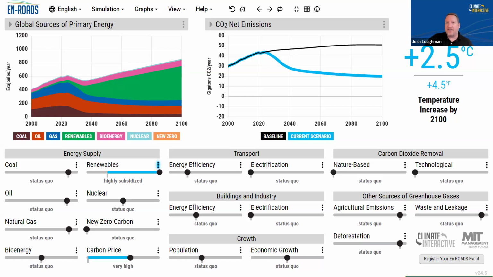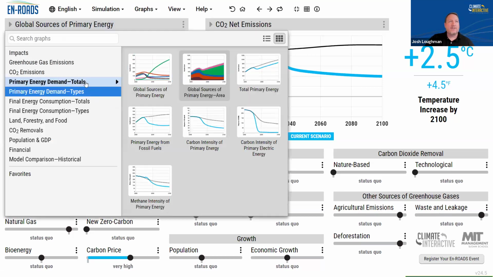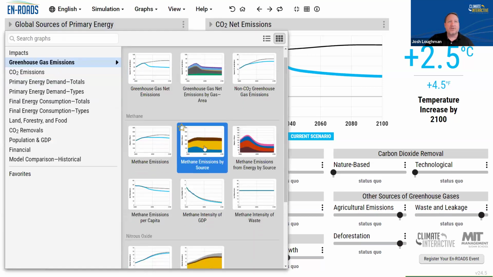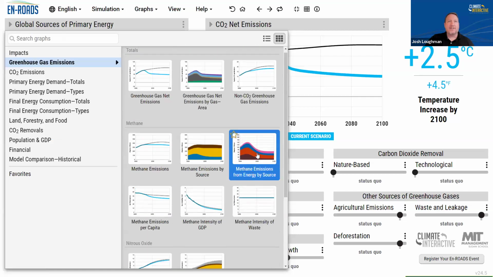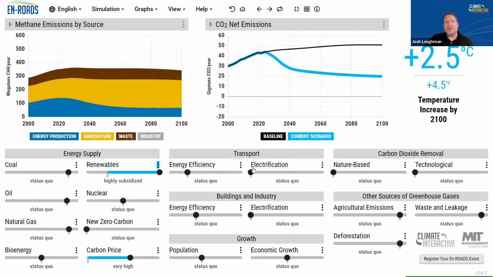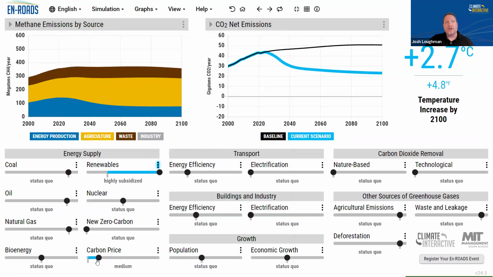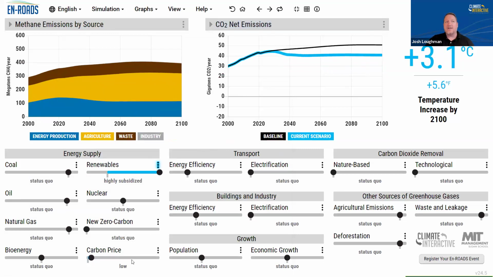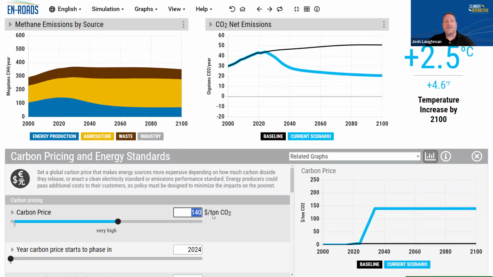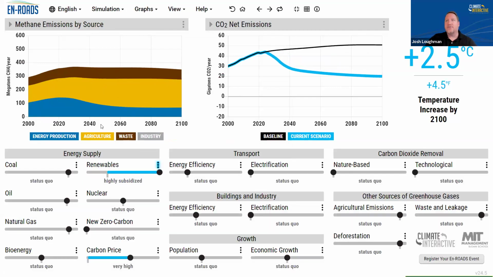So I think methane waste and leakage was one of the other categories. I mentioned before that agricultural emissions and waste and leakage have been broken up from the older version of En-ROADS. And so let's take a look at greenhouse gas emissions, and we can look at this graph here, which is the methane emissions by source. So waste, agriculture, and of course energy production has already been reduced by both the carbon price and the subsidy for renewable energy. So that's already brought down a little bit.